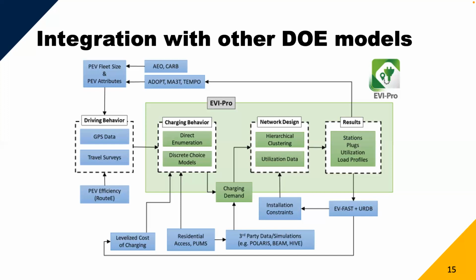So ADOPT, MA3T, and TEMPO, these are all vehicle adoption models. We'll actually talk about MA3T today. And then POLARIS, BEAM, and HIVE, these are agent-based simulations to look at how vehicles are traveling and even charging to some degree. And so you can see how in the DOE's strategic vision for looking at a lot of stuff, there's a big cooperative effort to put a lot of these models together.